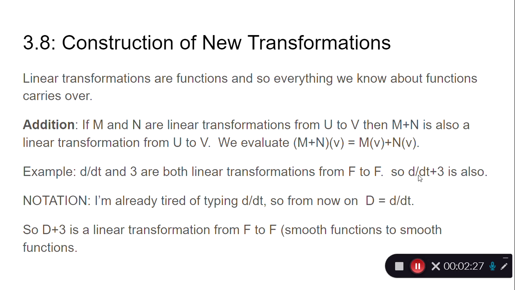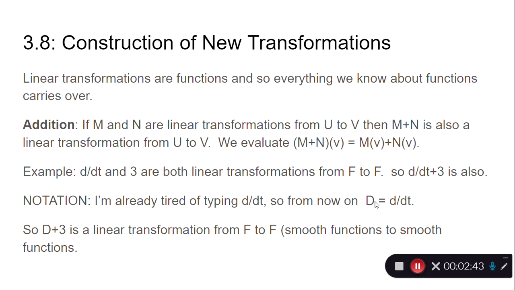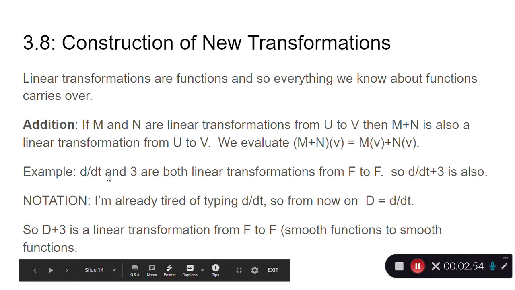Now, some new notation. We're going to be writing d/dt a lot in this chapter and also in the next chapter, which will rely on some of the ideas in this chapter. So I'm going to abbreviate d/dt with capital D. So capital D is the linear operator that takes a function and gives you the derivative of that function. So rewriting this example, d/dt plus 3, using this new notation, I'd have capital D plus 3 is a linear transformation from F to F.